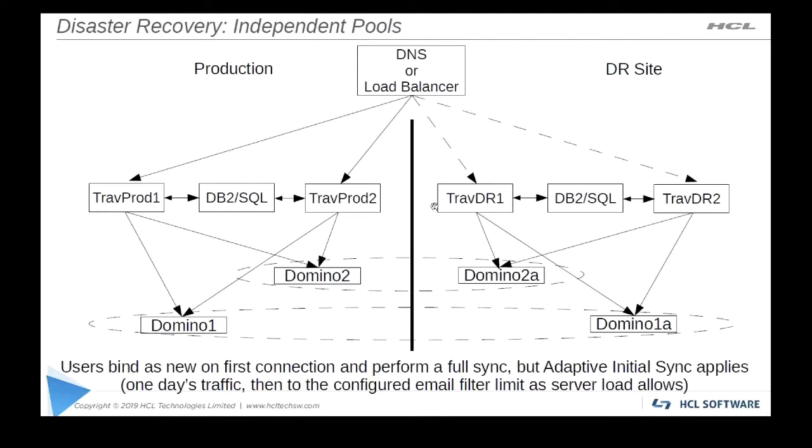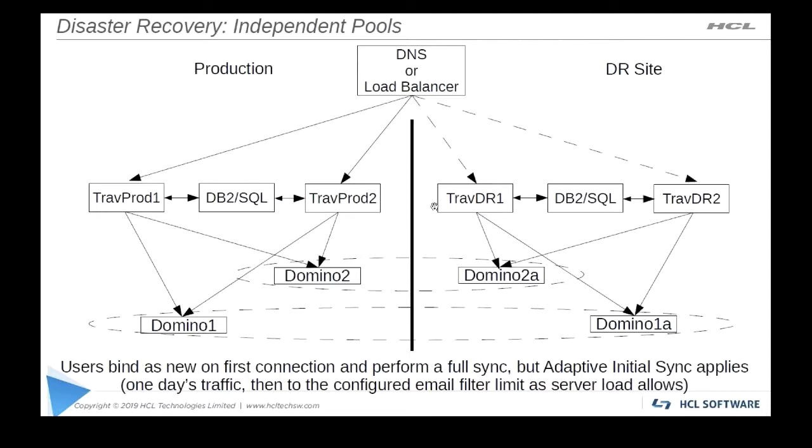Because during a disaster, your priority is making sure that as many people as possible can get current configuration, can get current communications, as opposed to this guy thinks he might need something from 2 weeks ago, a month ago, 3 months ago. So that's where adaptive initial sync is going to be a big boost in your disaster recovery plan.